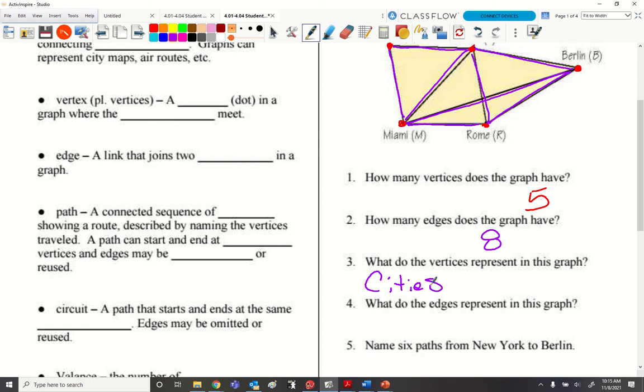Is it IES or is it YS? IES. Okay. I think I misspelled it on my last one that I just did.